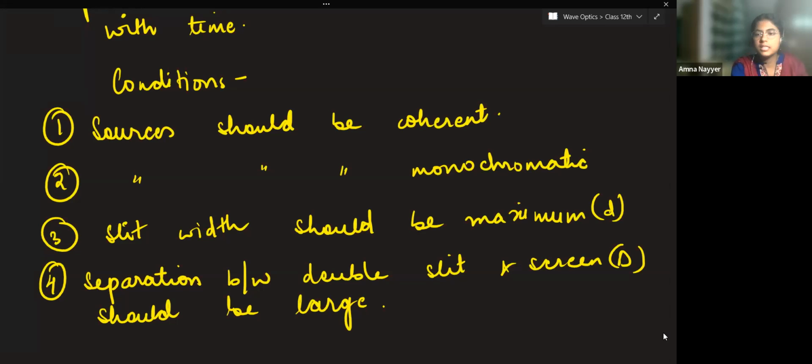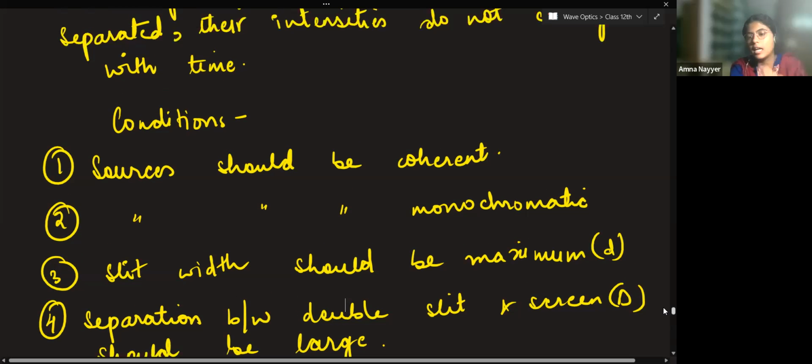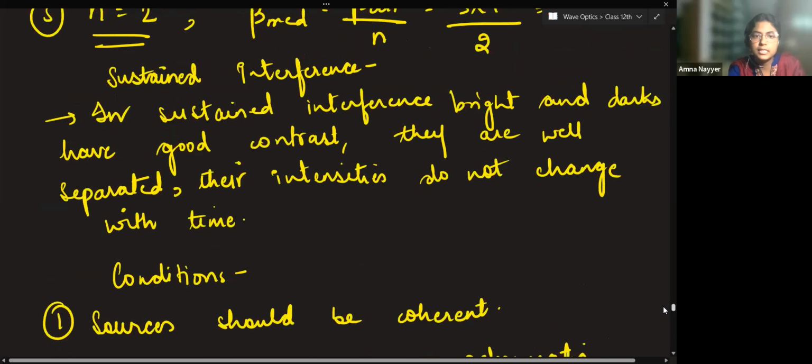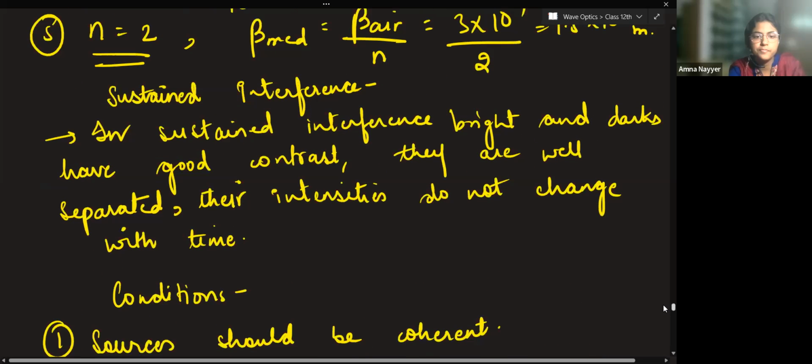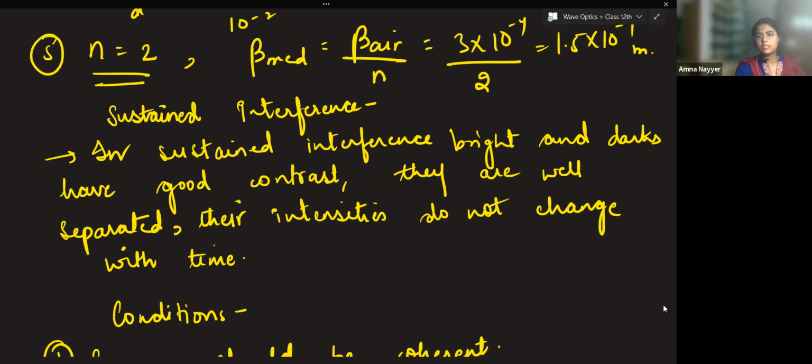Note down sustained interference and interference with white light. Then one last topic will be there for today's class, that is the intensity distribution curve. That curve is also important, but just these two theoretical points, write them down.